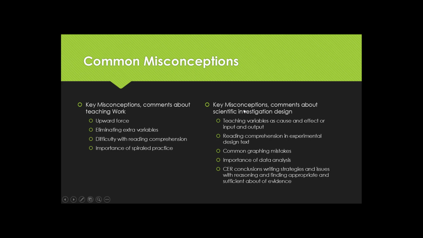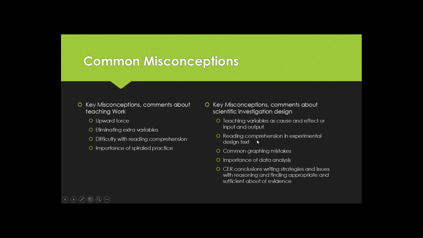Misconceptions about the scientific investigation design or the scientific method are on the right of the screen. The first one says teaching variables as cause and effect or input and output. Students frequently get the independent and dependent variable confused just as a recall standpoint. So I would spend a lot of time associating the words independent with cause or input and dependent with the words effect or output. Students usually have a firm grasp on the cause and effect relationships in our world. However, associating the words independent and dependent can cause a struggle. So starting with cause and effect is very helpful.